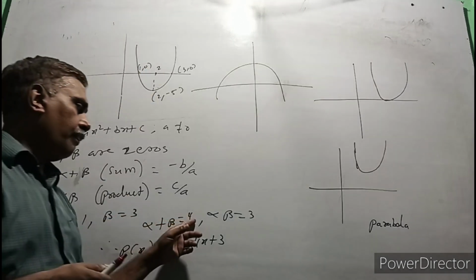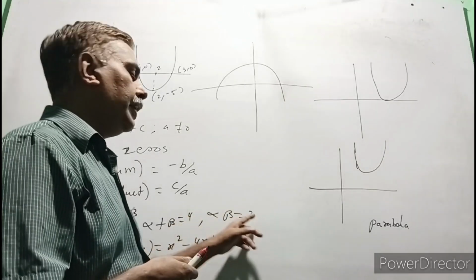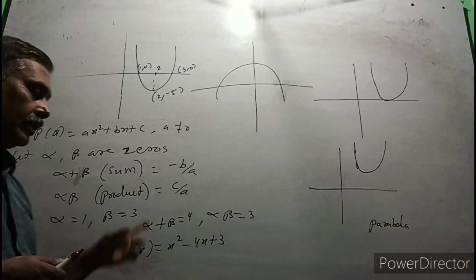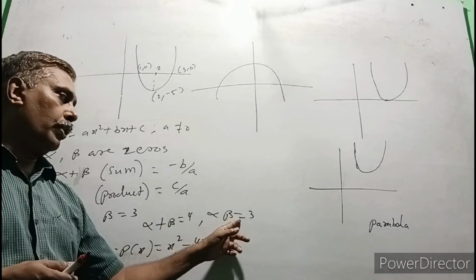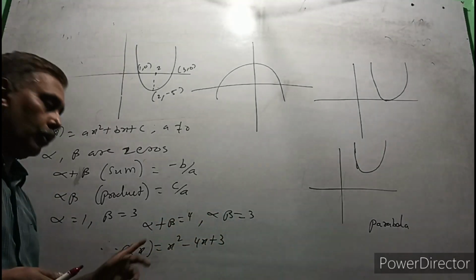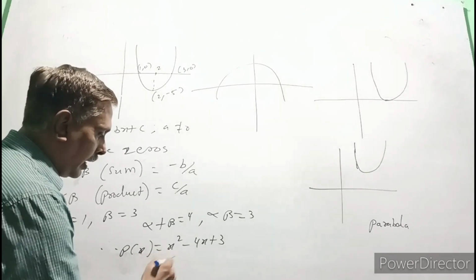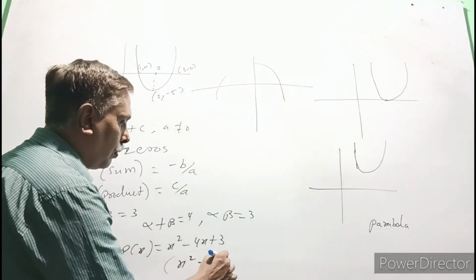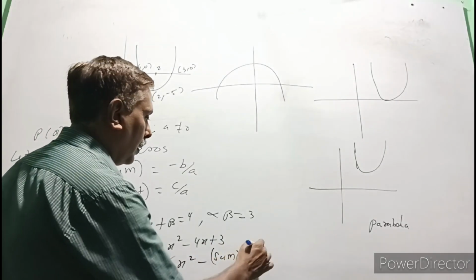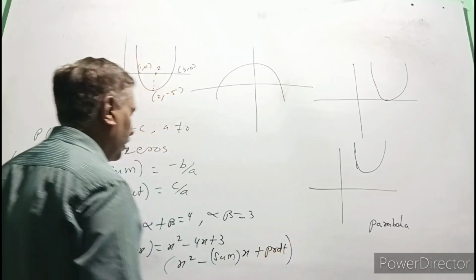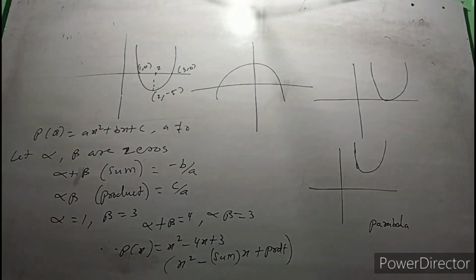Then I will get alpha plus beta is equal to 4, alpha beta is equal to 3. Then the polynomial also we can write. This is the format. If you know sum and product, the polynomial is p of x is equal to x square minus sum of the zeros into x plus product. This is the format of the quadratic polynomial.